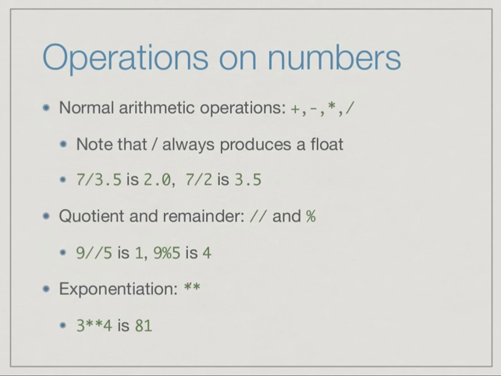Another operation which is quite natural and common is to raise one number to another number, and this is denoted by double star. So 3 double star 4 is what we would write normally as 3 to the power 4, which is 3 times 3 times 3 times 3, 4 times, right? And this is 81.